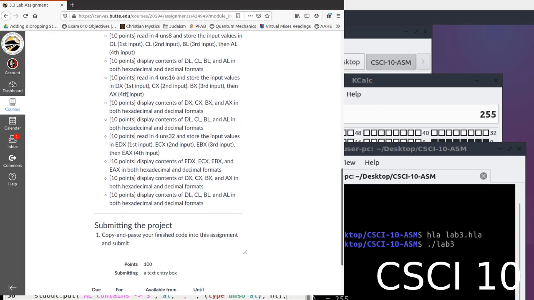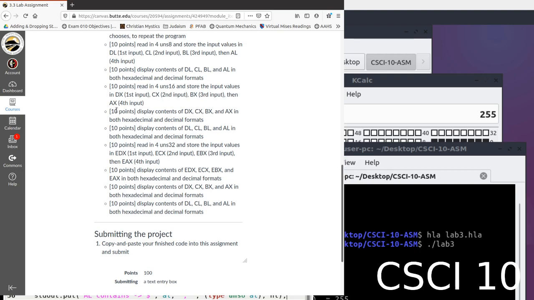So I have done this section here where I have read in 4 uns16s and I stored them in DX first, CX second, BX third, AX fourth. Then I displayed the contents of those registers, where their 4 inputs have been stored, in hexadecimal and decimal formats. And then I also displayed the contents of these lower 8-bit segments, just to call your attention to the fact that changes to these 16-bit segments have a very good chance of making changes to these 8-bit segments that are underneath them.